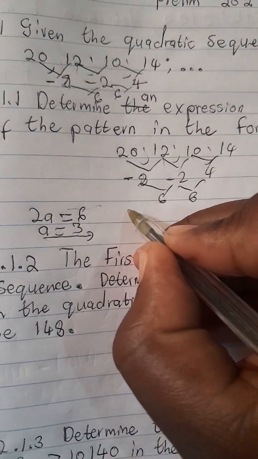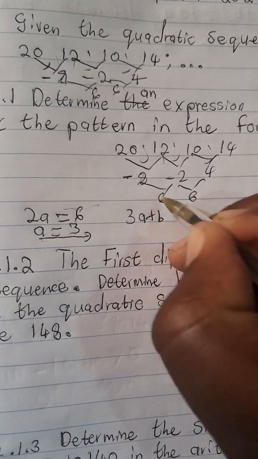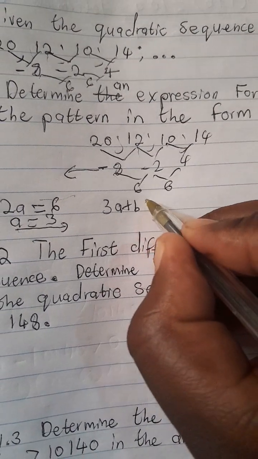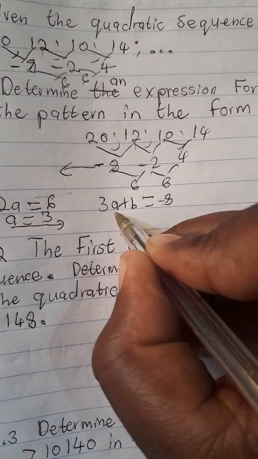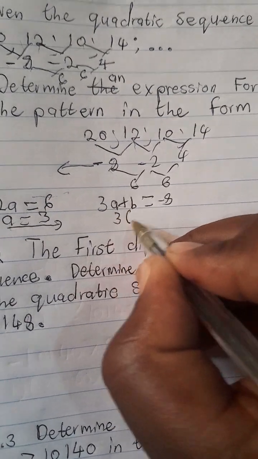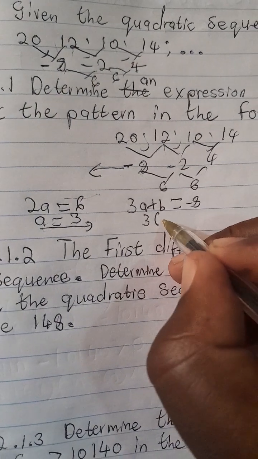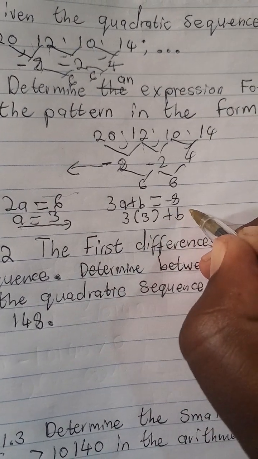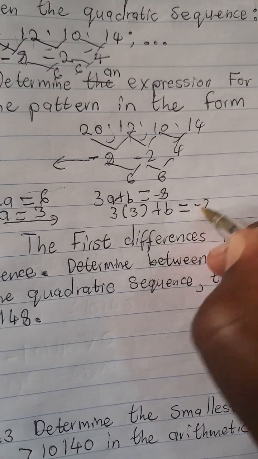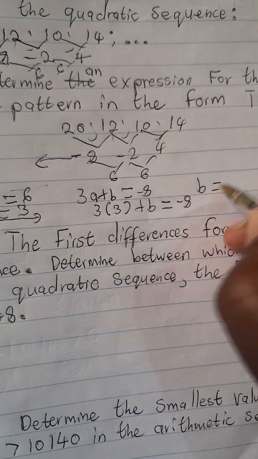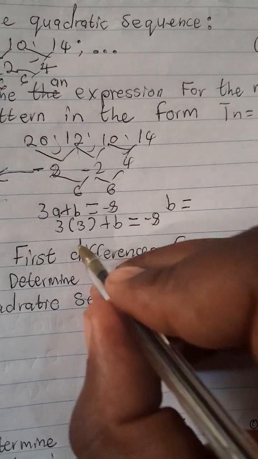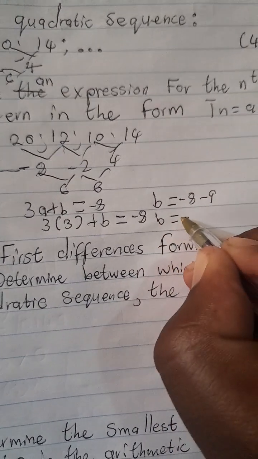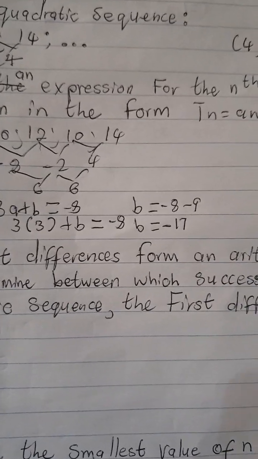Let's go to the first difference. It is denoted by the expression 3a plus b, which is equal to negative 8. We have a as 3, so it's going to be 3 times 3, plus b, which is equal to negative 8. So let's work out b. What is 3 times 3? That's 9. When you transpose 9 to the other side, we have negative 8 minus 9, which gives us negative 17. So b is negative 17.